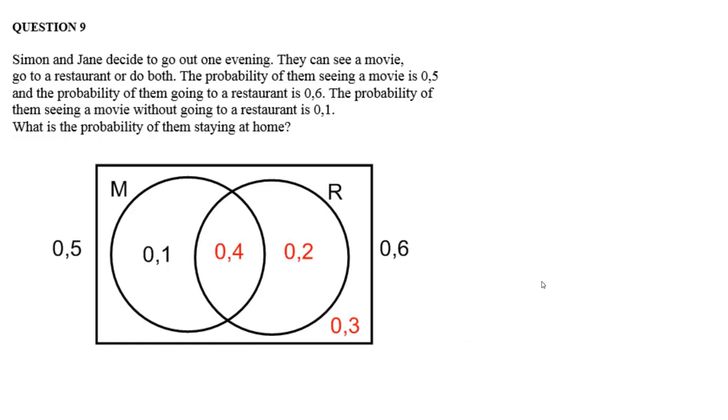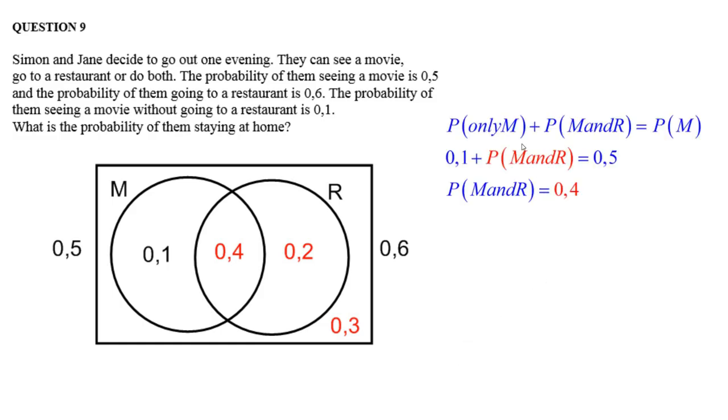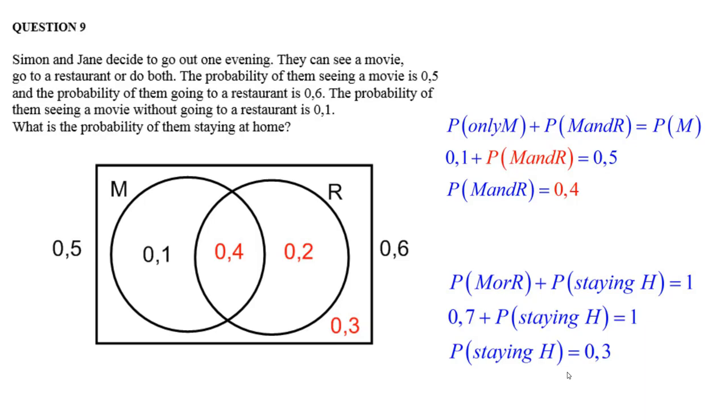Now you can use formulas to think about it: the probability of only M plus the probability of M and R has got to add up to the probability of M. It's what I just said, but I put it in a formula. So 0.1 plus something is 0.5. I subtract the 0.1. That's how I get 0.4. And in the same way, using the same technique, I get 0.2.